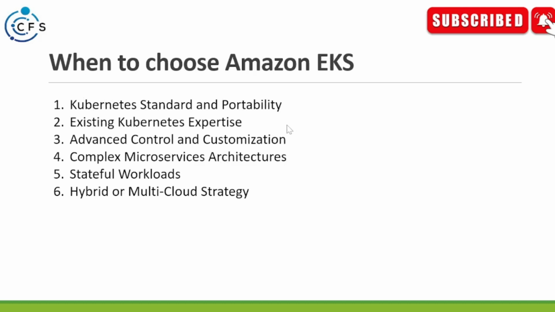If I go to EKS, it is for Kubernetes standards and portability, when existing Kubernetes expertise is available, for advanced control and optimization, and complex microservice architecture. That's why most companies going with a whole microservice architecture are using EKS. Also for stateful workloads and hybrid or multi-cloud strategy. These are the important selection points, because this is a very good question that interviewers often ask: what will be your selection criteria for ECS and EKS? If you mention these points, it gives a different impression on the panel. So these are the topics for today's session, friends.